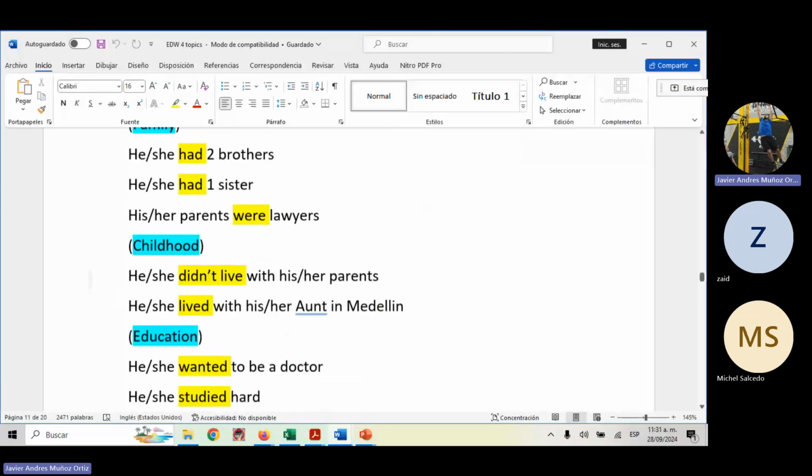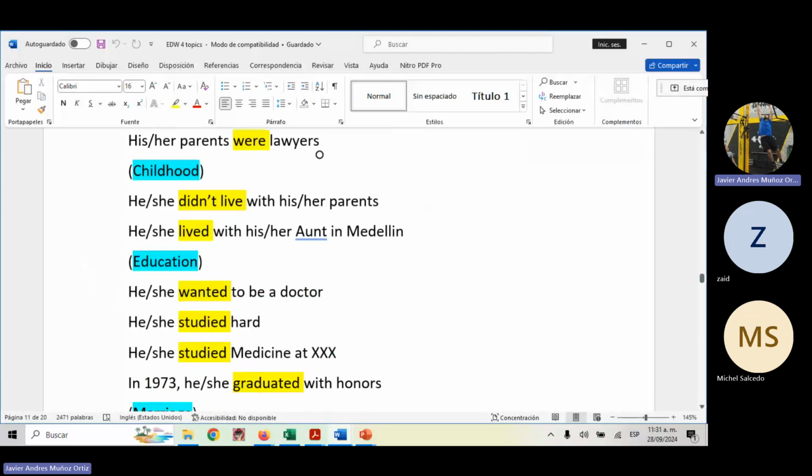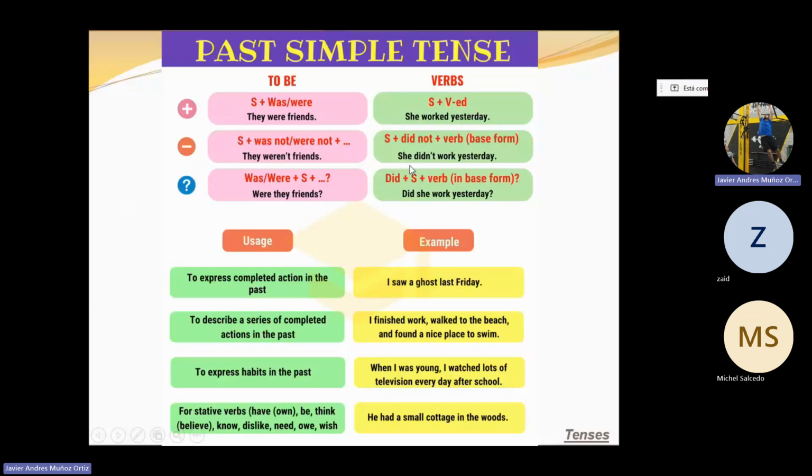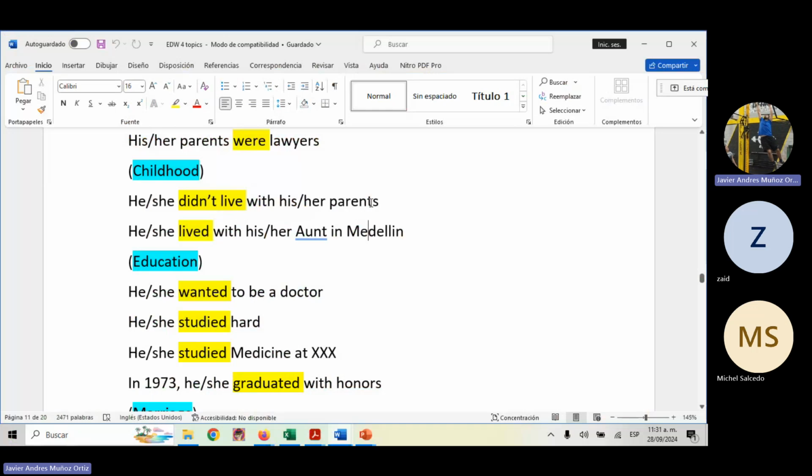Okay, let's go with childhood. What can we say? What can we talk about childhood? For example, Cristina Gomez didn't live with her parents, and this is a negative sentence. Remember that with negative sentences in simple past tense, we use the auxiliary verb did and the word not. Did not, or the contraction didn't. And let's remember too that the main verb doesn't change. I mean, it's in its infinitive form, right? For example, in this case, she didn't live with her parents. She lived with her aunt in Medellin in her childhood, for example, right?